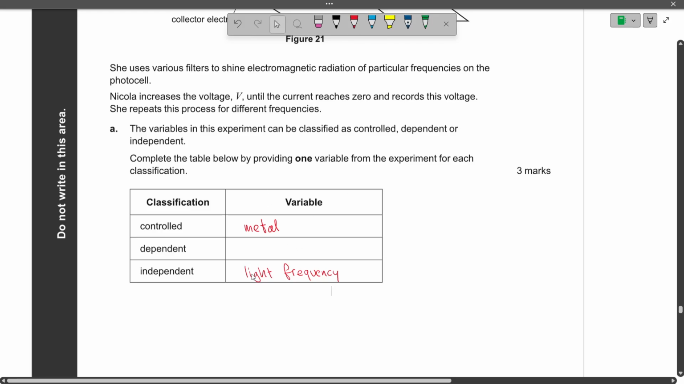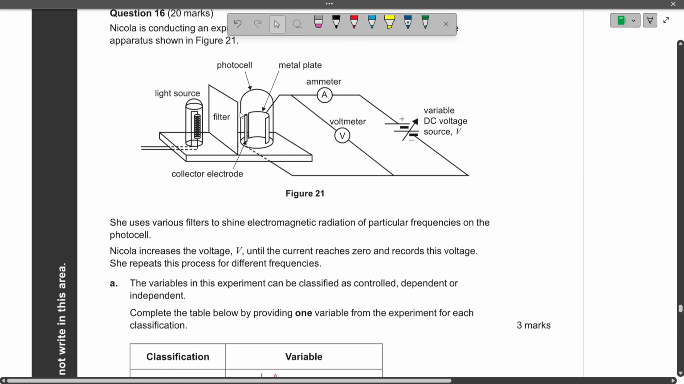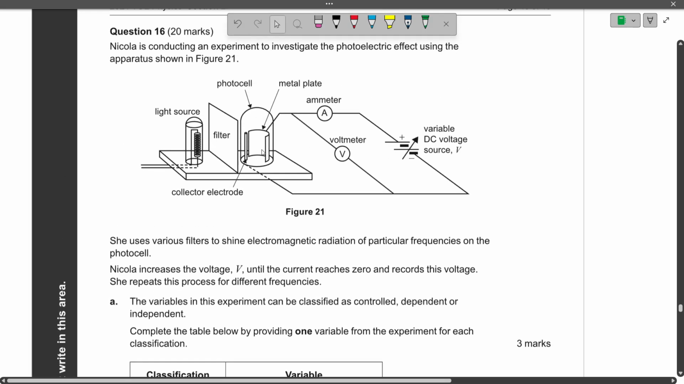And then what is changing as a result of us changing the light frequency? So the light hits the photocell with different frequencies. We all know what happens in the photoelectric effect. It's going to produce a photocurrent. And that photocurrent will be different depending on what color is being used, what frequency of light is being used. And then that in turn will inform us on how we can change our variable voltage source.